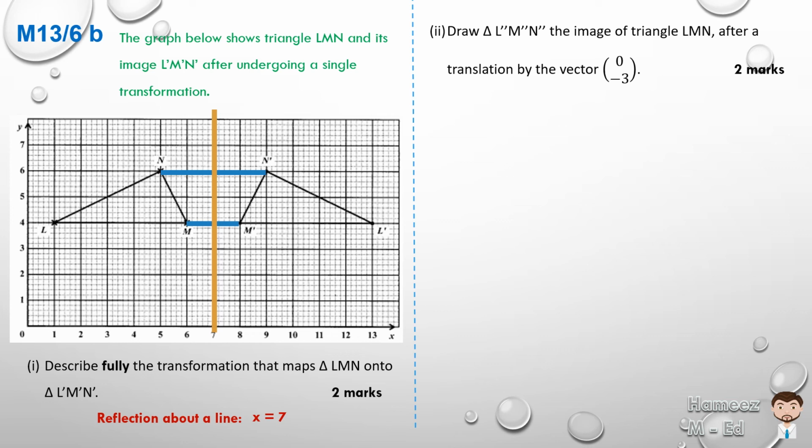The image of triangle LMN after a translation by the vector (0, -3). So if this is being translated, it means it's being slid, or it's sliding down. So it's moving 0, which means it's neither moving to the right or left, but moving -3 in the y direction. That means it's moving 3 units downwards. So let's slide it down.